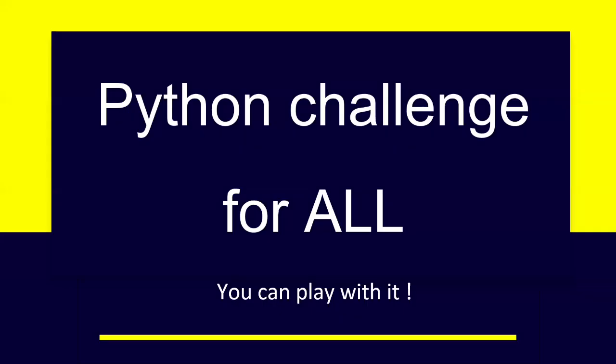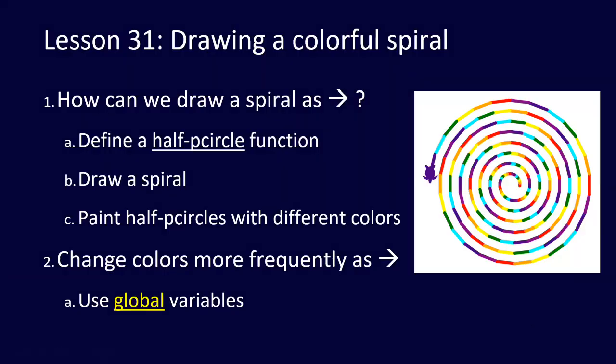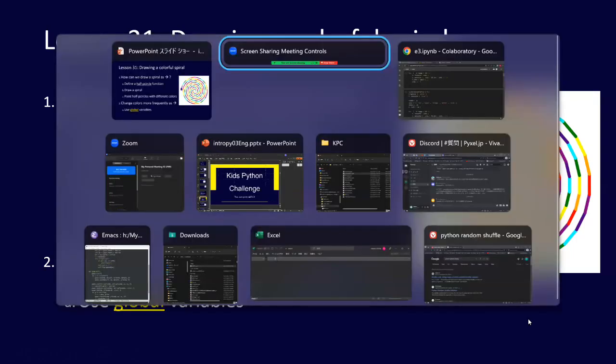Okay, let's see where we were last time. We drew a very colorful spiral using the half p-circles function, and p-circle was made from the polygon function, right? Remember how to do that? There was no homework, so let's quickly check the code.